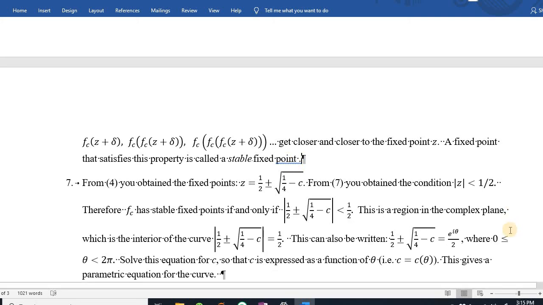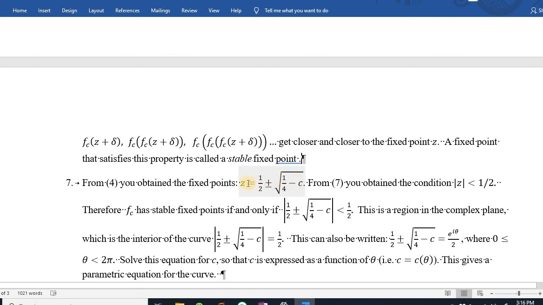So the question now becomes, for what values of c is the fixed point of the Mandelbrot map a stable fixed point? Okay, so for what values of c, remember for each different c we're going to get a different Mandelbrot sequence. And if that Mandelbrot sequence has a stable fixed point, that would mean that the Mandelbrot sequence would not escape to infinity, but it remains bounded. It goes to the stable fixed point. At least that's reasonable to suppose.